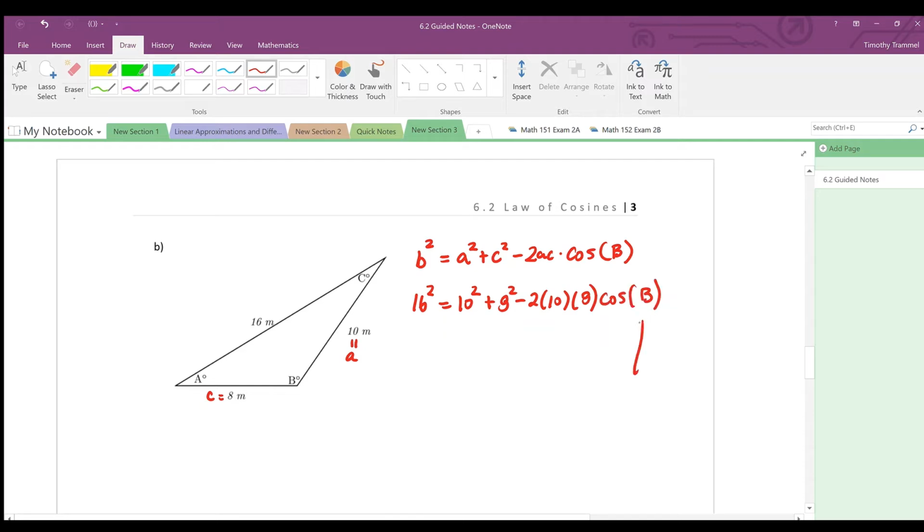And so our goal here is to solve for this angle B. If we were to square these three terms that are squared and move them all to one side, we're going to get 92. And if we multiply this stuff here together, that's minus 160. Then we have cosine of B. And then from here, we could divide each side by minus 160. If you do that, you get 92 over minus 160, which will reduce to minus 23 over 40.